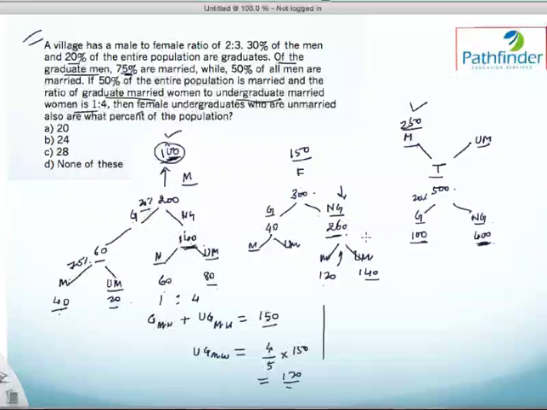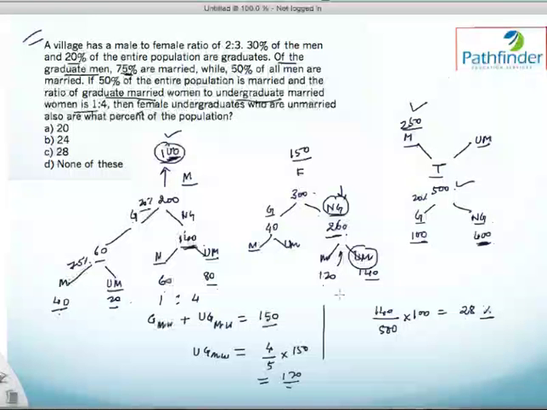And we want the percentage of non-graduate women who are unmarried. So we want 140, and we want this as a percentage of total population. What is the total population? 140 divided by 500 multiplied by 100. And your answer would be 28%.